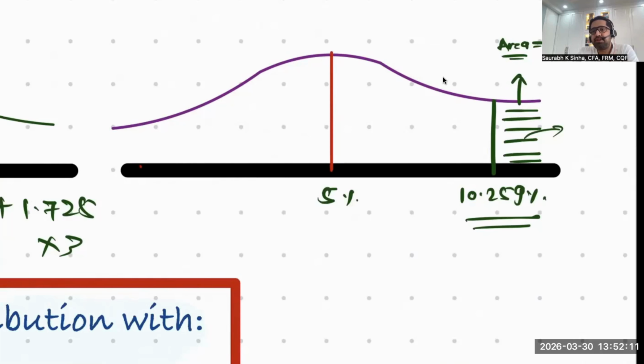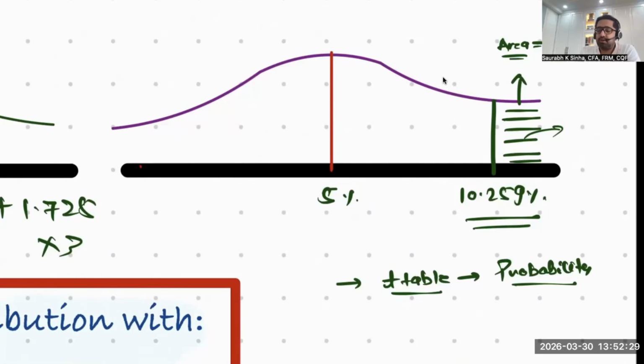But the first question is, if you're trying to find out the area, you need the T table, that's fine. You're interested in the area, or you're interested in finding the probability. But for the T table, you need the input of what? T statistics. What is T statistics? T statistics is how many standard deviations you are away from the mean. So 10.259 is how many standard deviations away from the mean? It is 5.259 away from the mean, but we need it in terms of standard deviation.